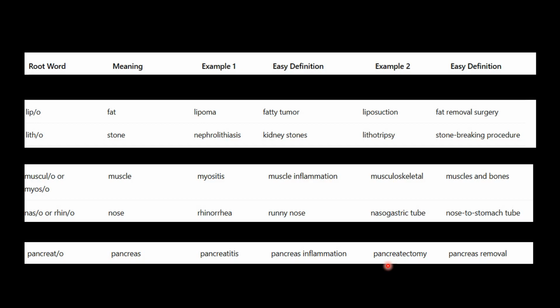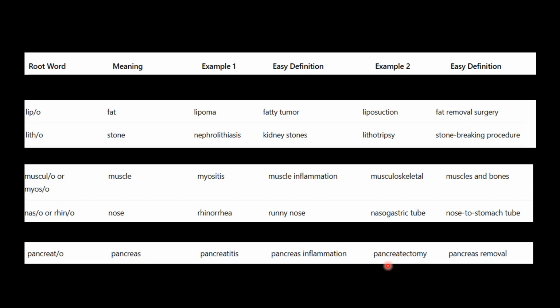Next root word is muscul or musculo or myos or myoso. So these all combinations are used for denoting the muscles. For example, myositis. Myositis means muscle inflammation. So if for any reason muscles are inflamed, then we will use the terminology myositis. Likewise, we have musculoskeletal. Musculoskeletal means muscles and bones.